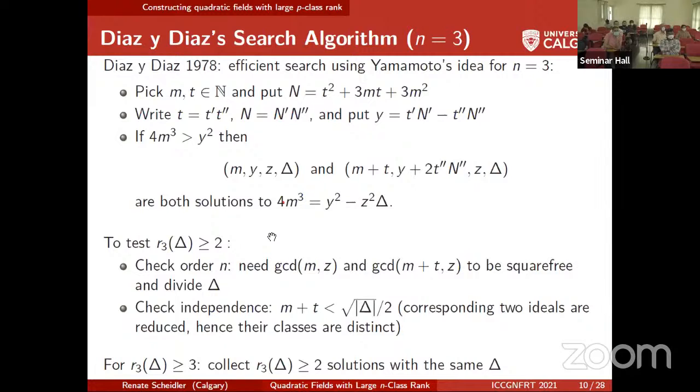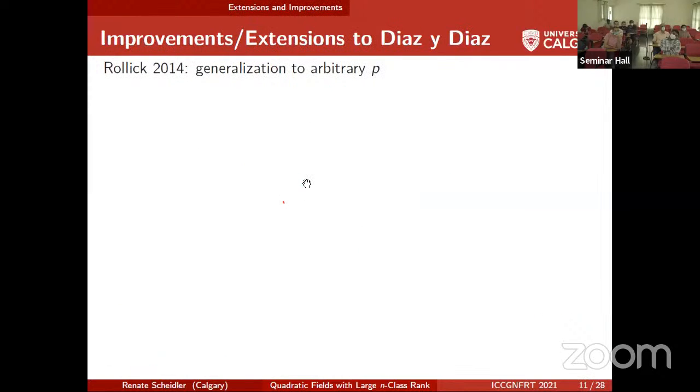And if you want to get a 3-class rank of bigger than 2, then you just collect, for any particular delta, as many as you can and see if they're independent. And he found many examples of 3-class rank 3 and up as well. Okay, and so we started working on this. Nick Rollick started working on this in 2014. The first thing he did is he took DRC-DS's algorithm and ideas and generalized this to arbitrary odd primes P.